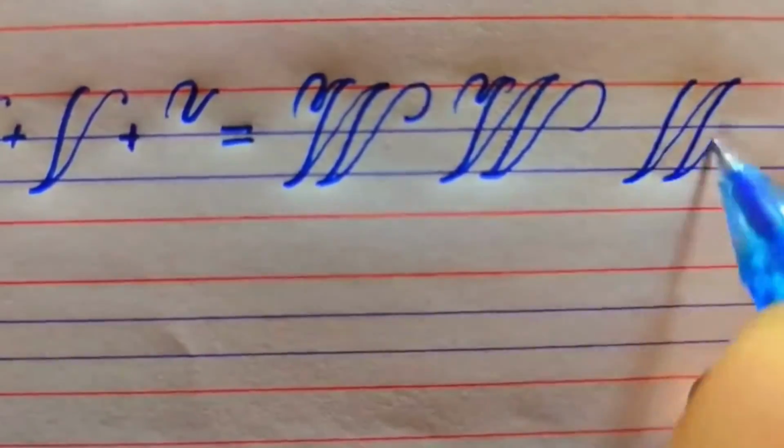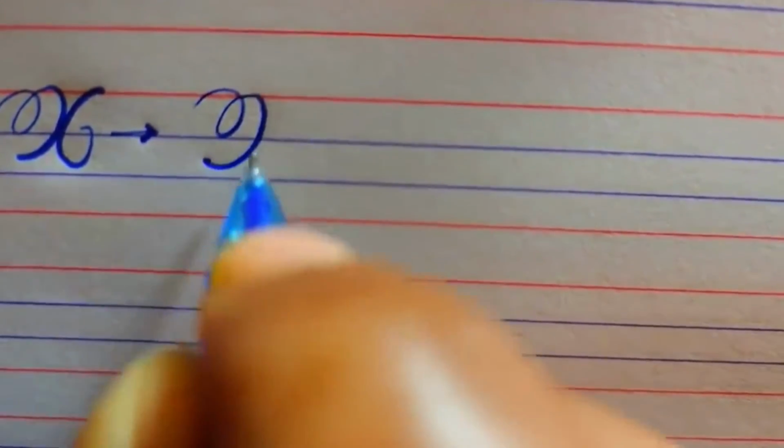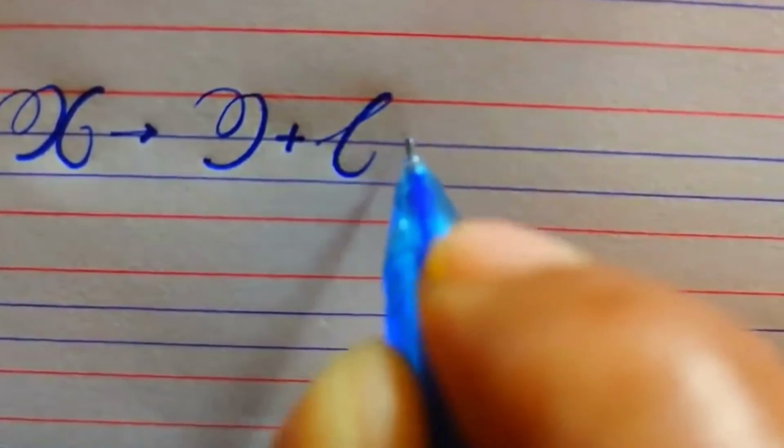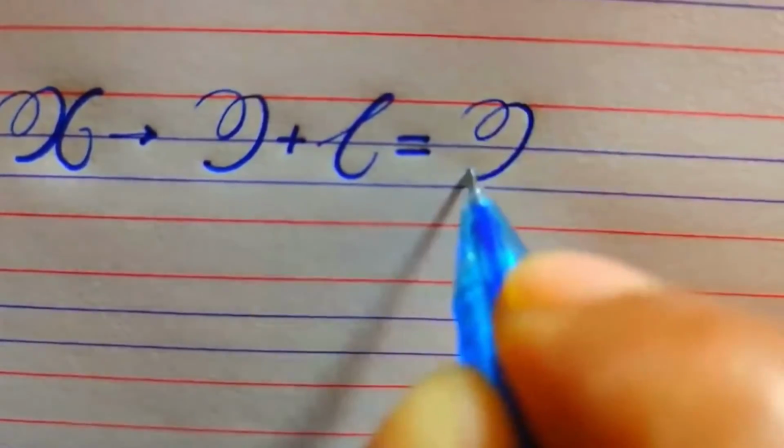W. Here X. The first word plus the second is equal to X.